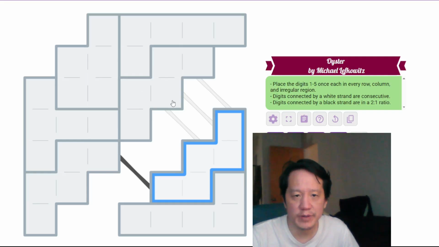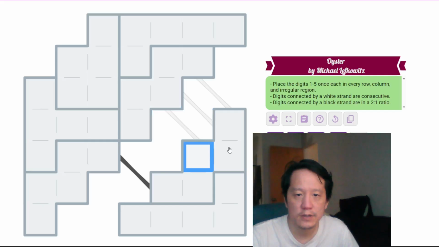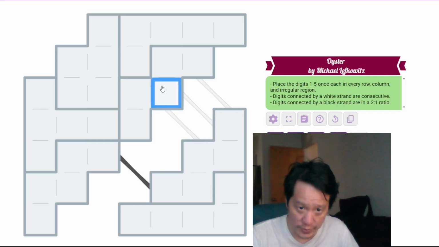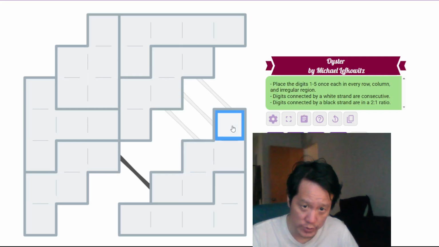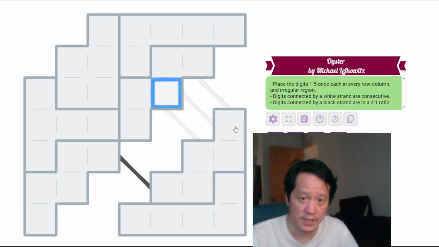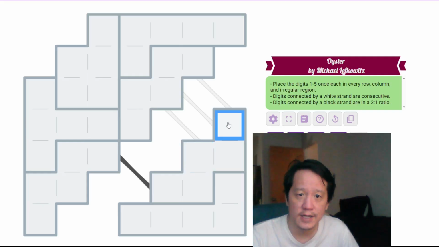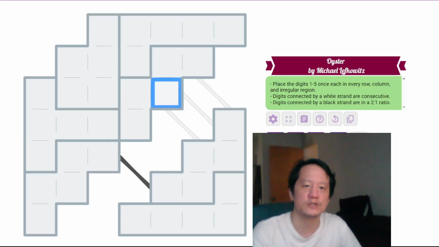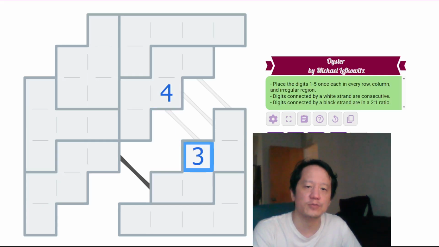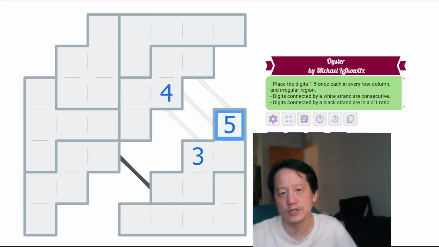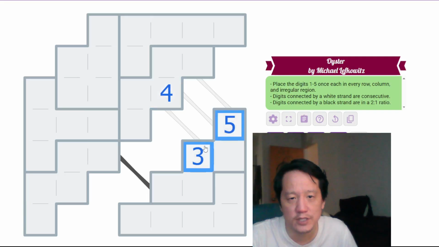Digits connected by a white strand are consecutive. So this digit is connected by a white strand to these cells, so it must be consecutive with both of these cells. And this digit is consecutive with that digit. So say, for example, this was a 4. These would have to be a 3-5 pair, because those are the only digits which are consecutive with 4, and the white strands between them indicates they must be consecutive.